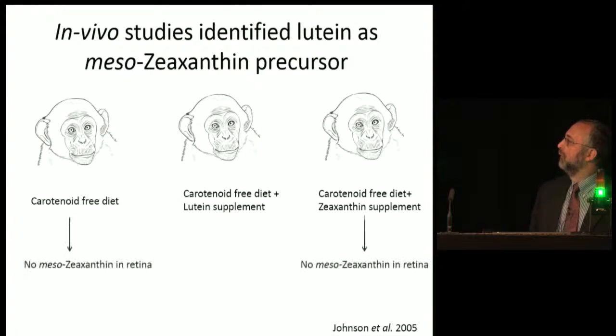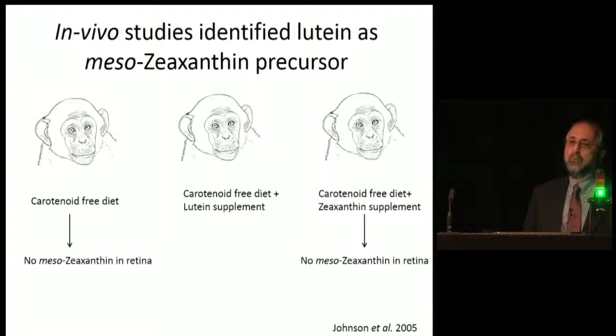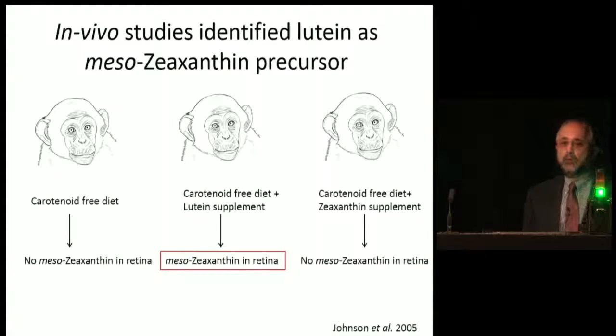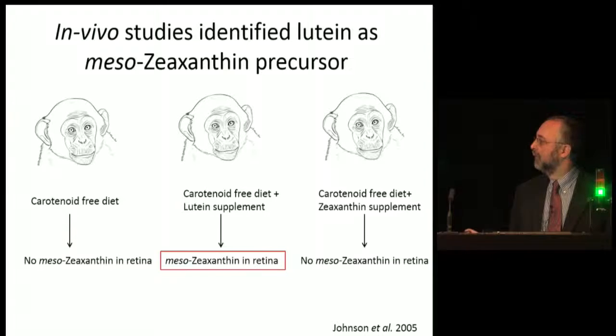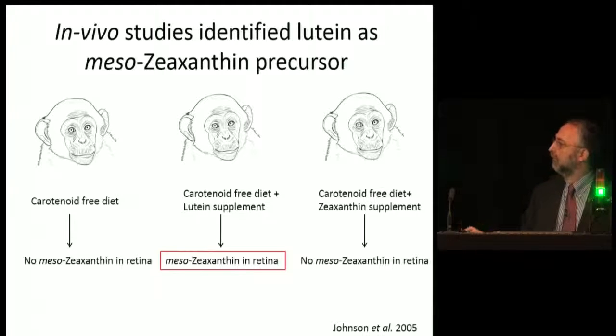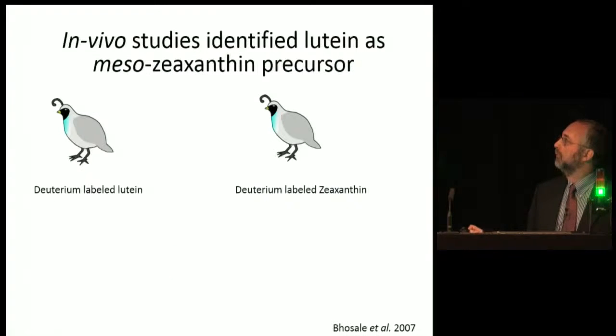And what they found in this is that there was no detectable mesozeaxanthin in the retina in the monkeys fed the carotenoid-free diet or the ones fed the zeaxanthin diet. But in the ones fed the lutein diet, there was indeed mesozeaxanthin present in the retina. So this was good preliminary evidence that this reaction was probably occurring and that lutein was the precursor.